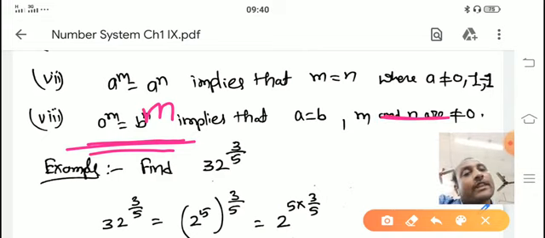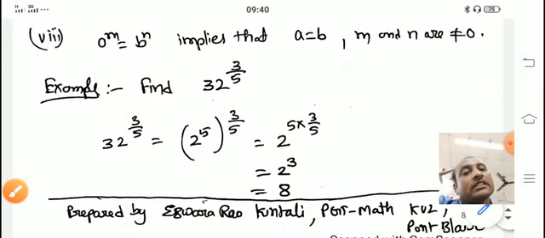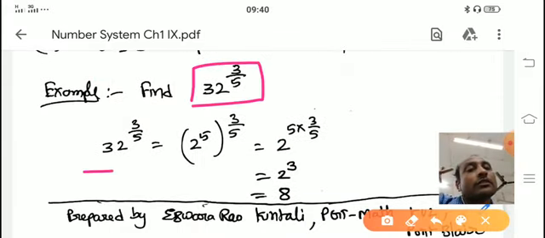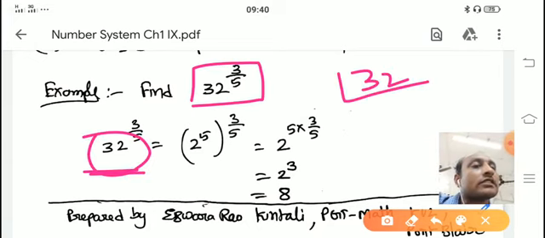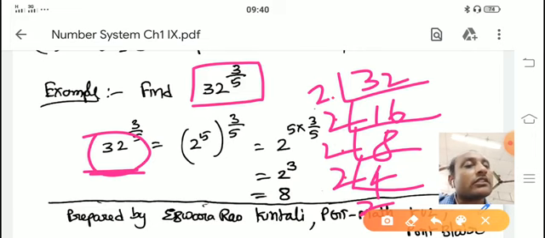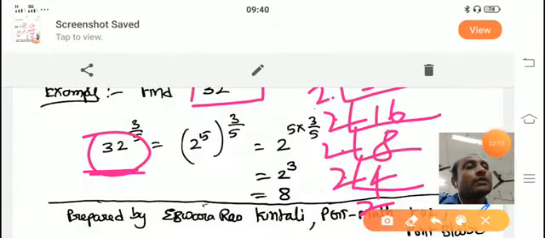So next, some example questions were given here. Example, find 32 power 3 by 5 in a simple answer. 32 power 3 by 5 means 32, how to write? Taking LCM method. 32, 2 16s, 2 8s, 2 4s, 2 2s. So how many 2s? These are 1, 2, 3, 4, 5 2s. So it is 2 power 5.